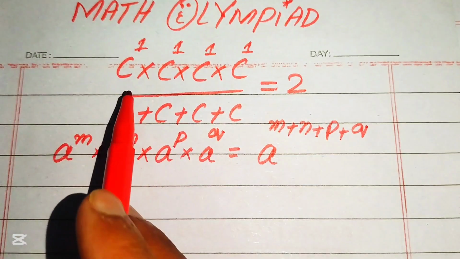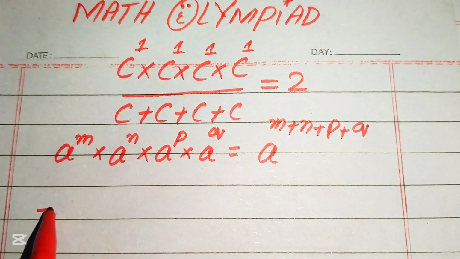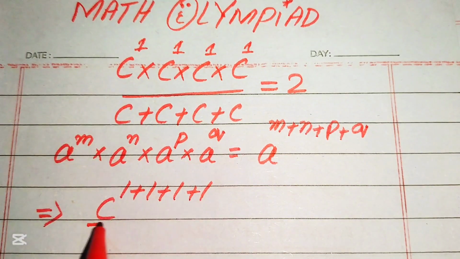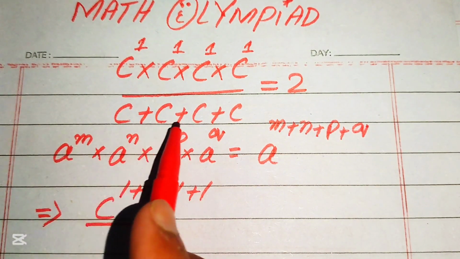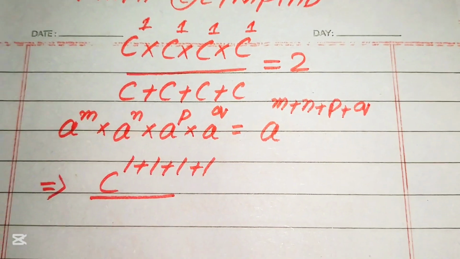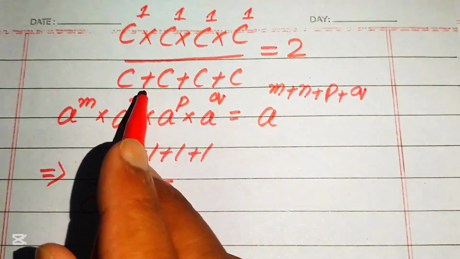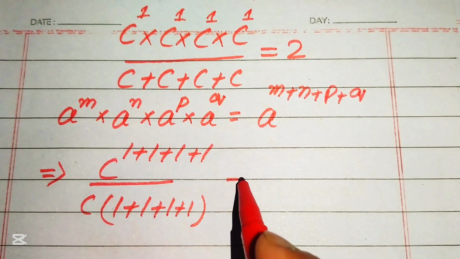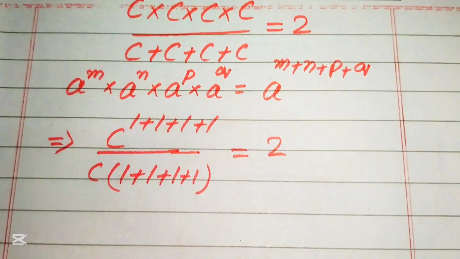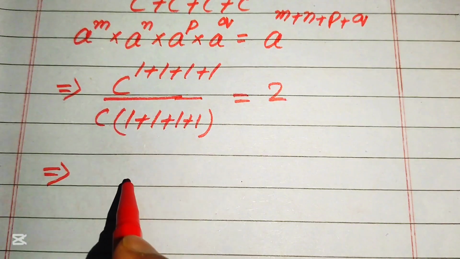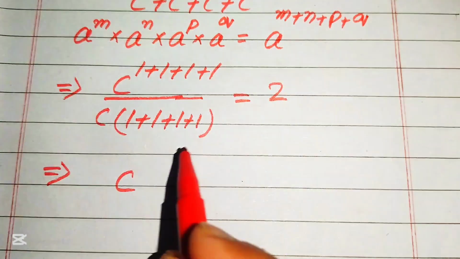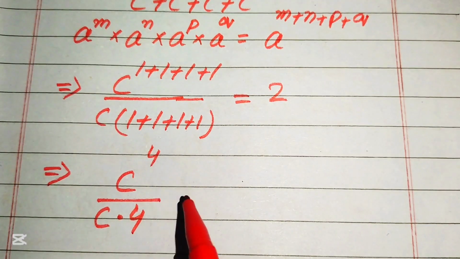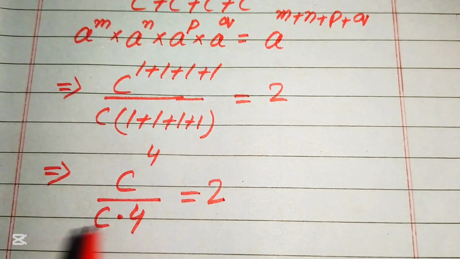According to this exponent law, we add the exponents of all these values, and it will be written as c to the power of 1 plus 1 plus 1 plus 1, divided by, here we have c involved in each of these values, so we take c common, and the remaining values are 1 plus 1 plus 1, and this whole equation equals 2. Now in the next step, we have c to the power of 1 plus 1 plus 1 plus 1, which equals 4, divided by c times 1 plus 1 plus 1, which is also 4, and this whole equation equals 2.